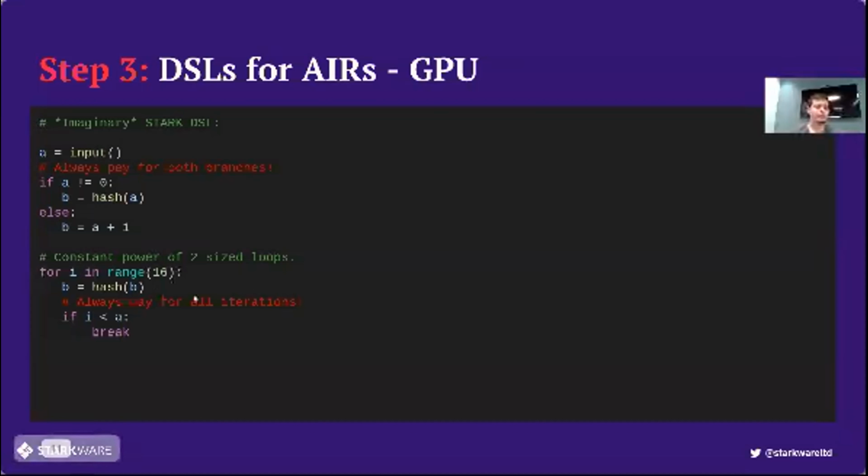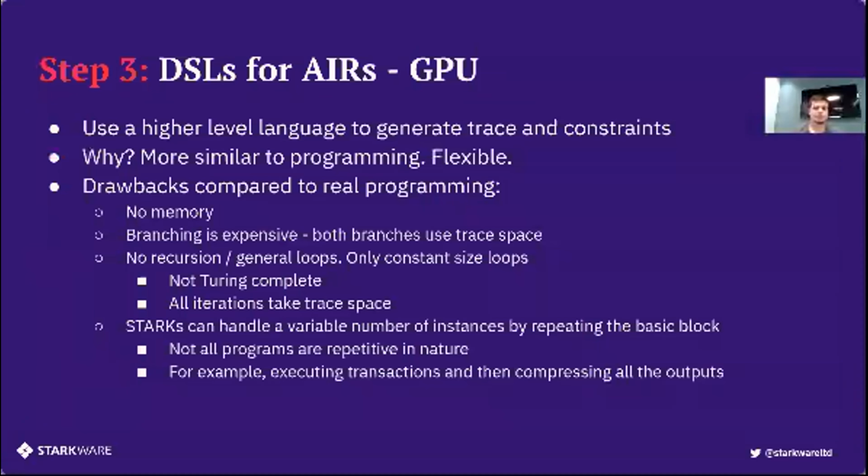You also always pay for all the iterations. Even if you right now only need 10, you need to pay for all the power of 2 iterations. And sometimes you need only 10, sometimes you need 12, then you will always pay the highest. So these are drawbacks we have here. Another drawback is there is no memory, or it's very hard to implement memory in this thing. It's obviously not Turing complete.